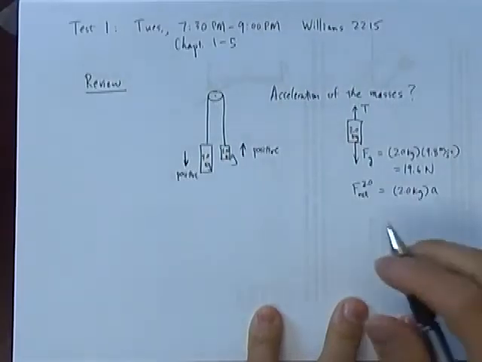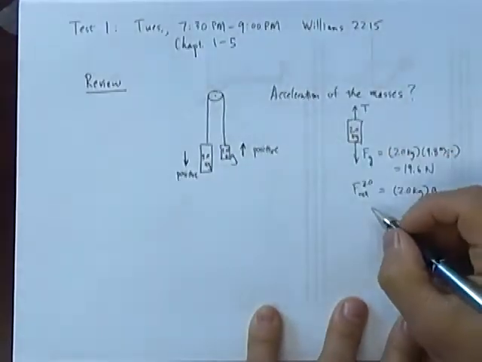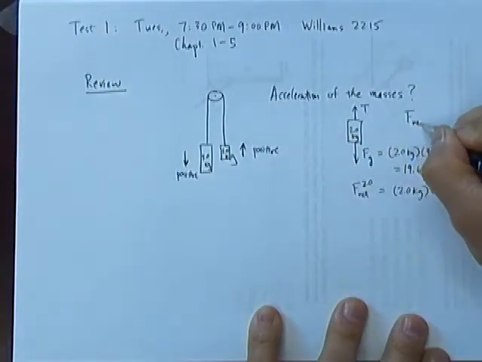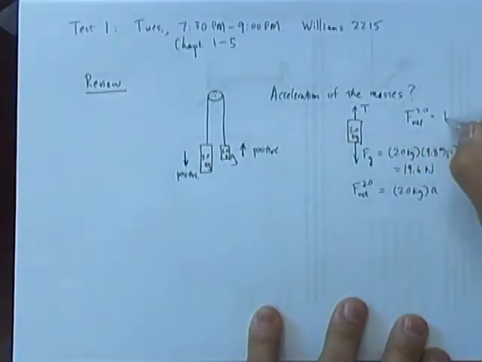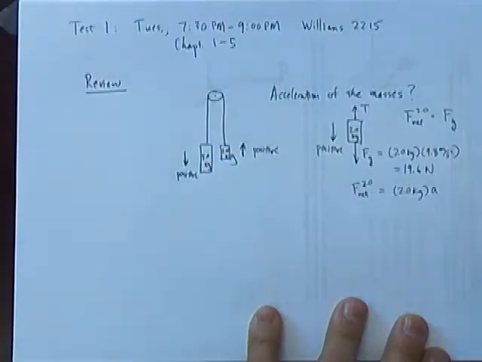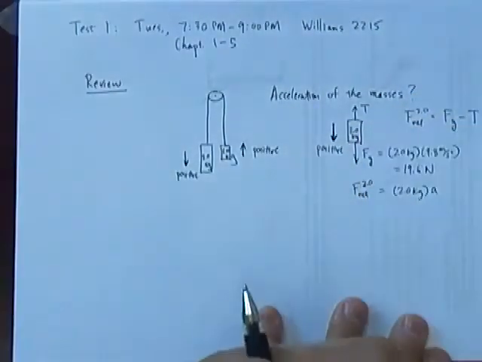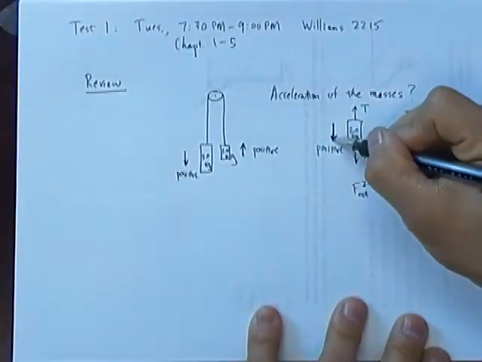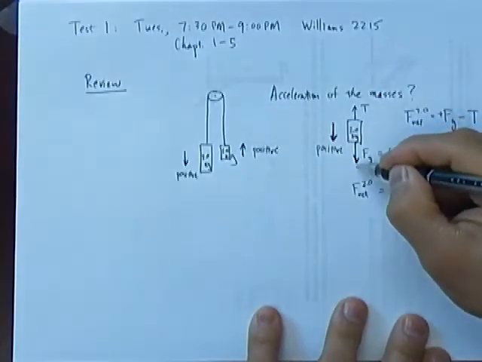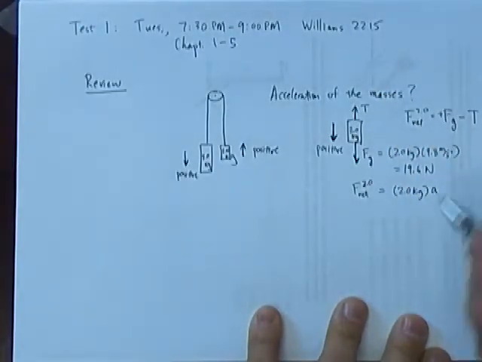Now we can write down an expression for the net force in terms of these forces here. Remember, I'm taking this direction to be positive, so I'll have Fg minus T. If you're confused, remember for the 2 kilogram mass I take this direction as positive, so gravity gets a plus sign because it's going in that direction. It's pulling it that way. The tension is going in the opposite direction, so that's why I have a minus sign.